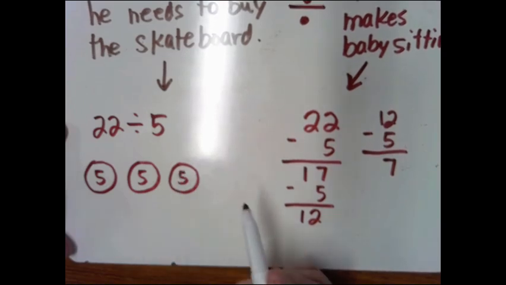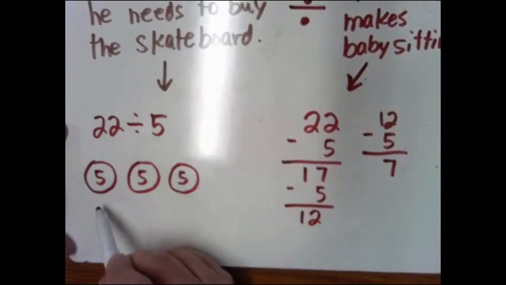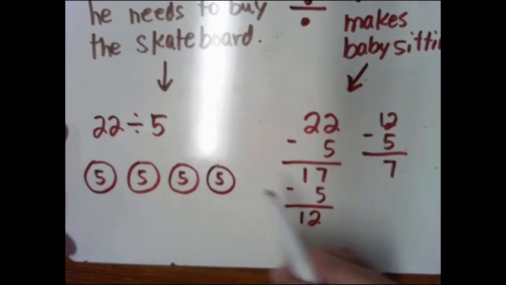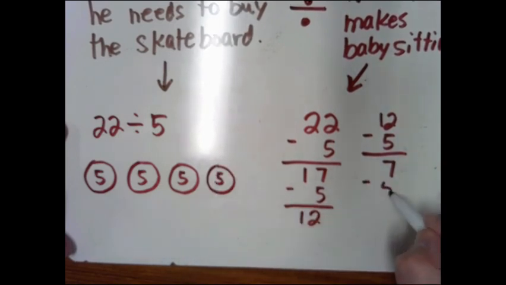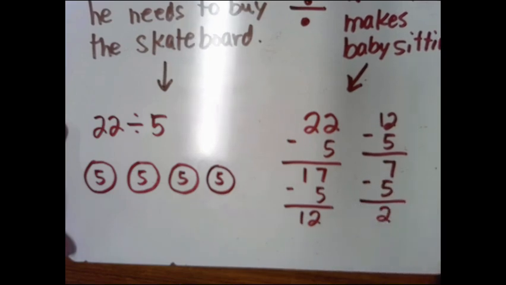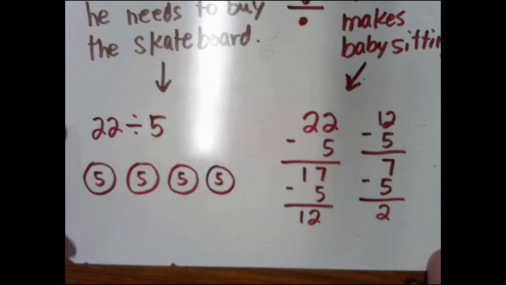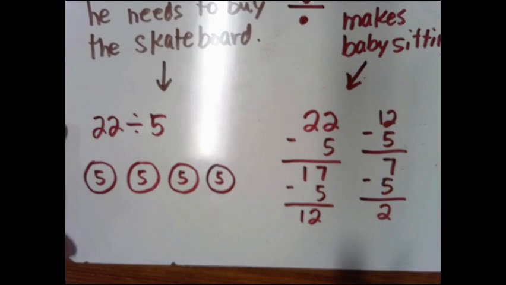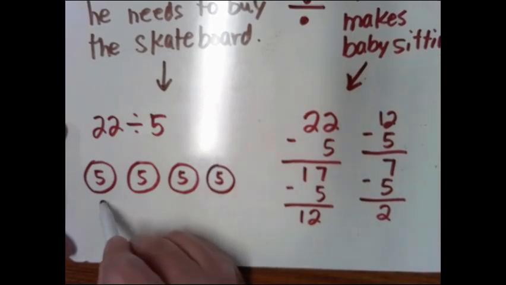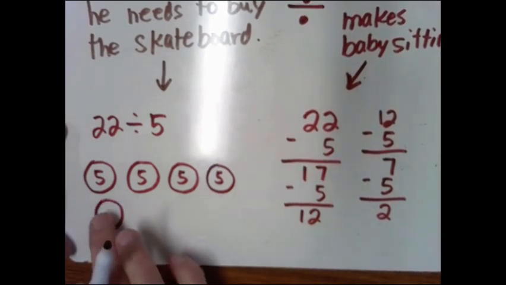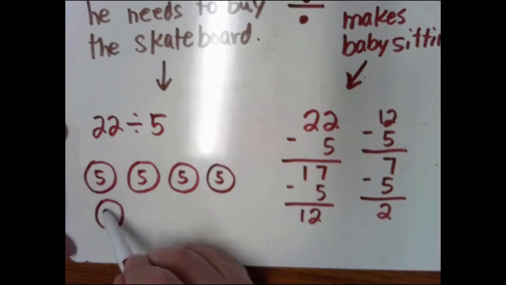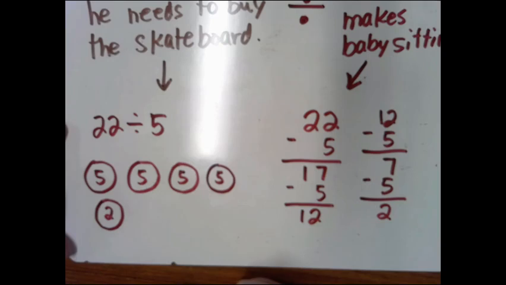So if he babysits a fourth time, he earns $5 more. He's not quite there. He still has $2 left to earn. So he has to babysit one more time. Here's his fifth time of babysitting, but in this case, he only needs $2 more to get to his goal.